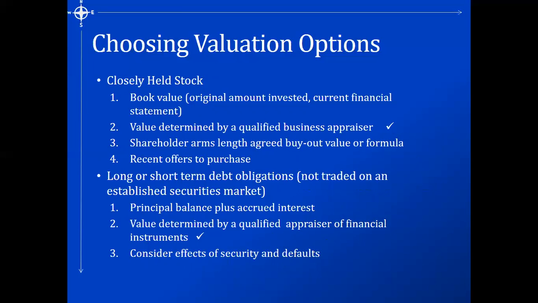But usually your preference is going to be that. And if you're going to have an ongoing distribution over time, what you might do is have the business appraiser do it the first year, and then ask them for an update based on financial statements. And all they have to do is look at the financial statements and give you a letter that updates the value every year. You don't have to go through the full-blown valuation process.